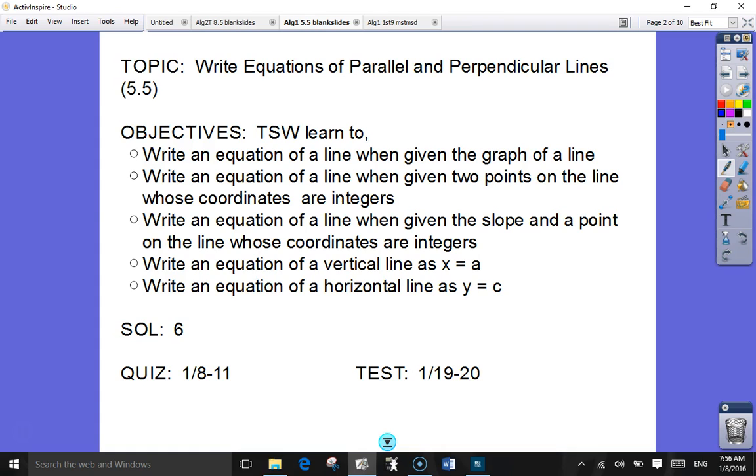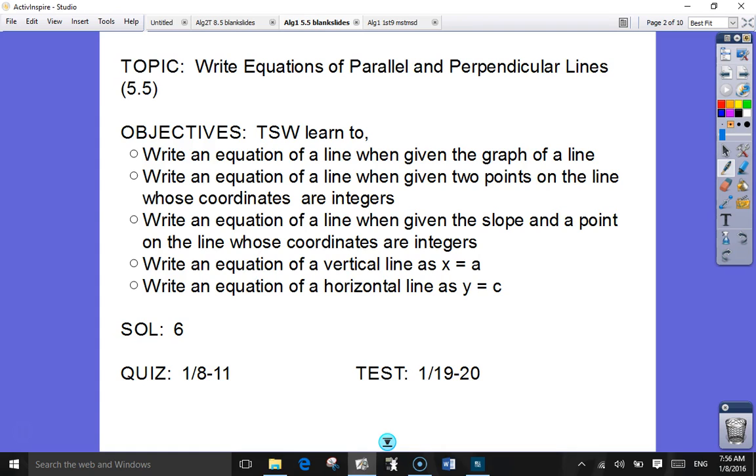I've used the same objectives the whole time because they're all about the same thing, more or less. But writing the equations of parallel and perpendicular lines is what we're doing today. We kind of already did a little bit of it. We didn't write the equations. What we did is determine whether lines were parallel or perpendicular, and that part is still the same. In fact, it came out of this section. We jumped ahead and did those few problems from this homework assignment.